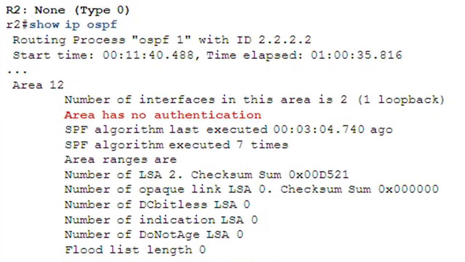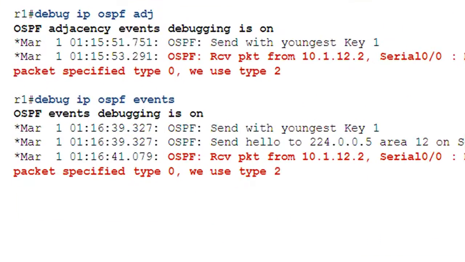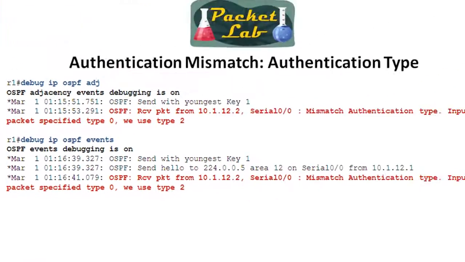We do the same thing over on R2. In this case, it does show that there is no authentication going on. So area 12 has no authentication going on, which means it is using type 0. So we want to troubleshoot this. We're going to go ahead and use our handy debugs, and we're going to look at debug IP OSPF adjacency. You can use events. It's going to give you a little bit more information, nothing that's really important. So I would just stick with debug IP OSPF adjacencies.